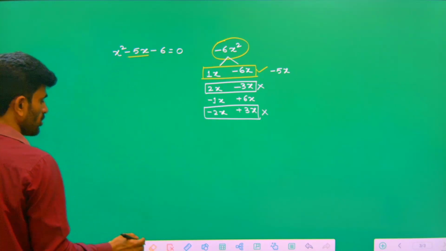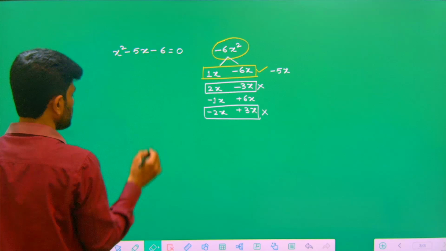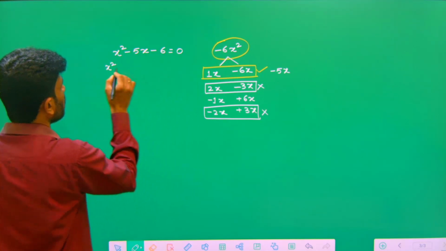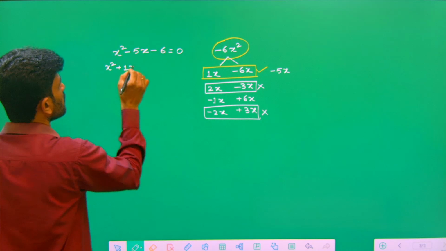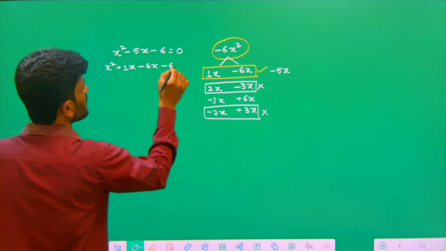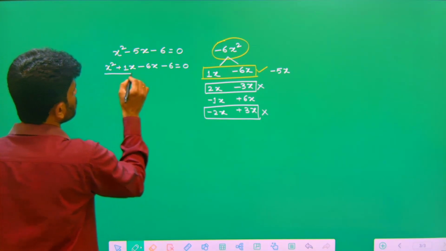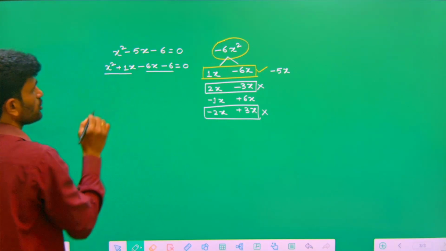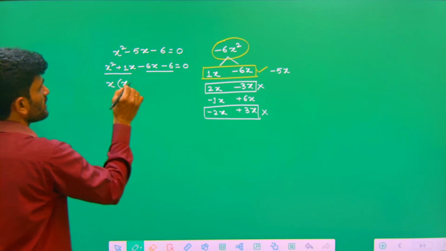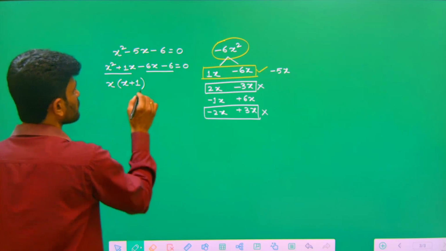So this quadratic equation should be split as x square plus 1x minus 6x minus 6 is equal to 0. Now we have to divide it into two parts. In the first two terms you can observe x is common. So it is x plus 1. In the next two terms you have minus 6 common.